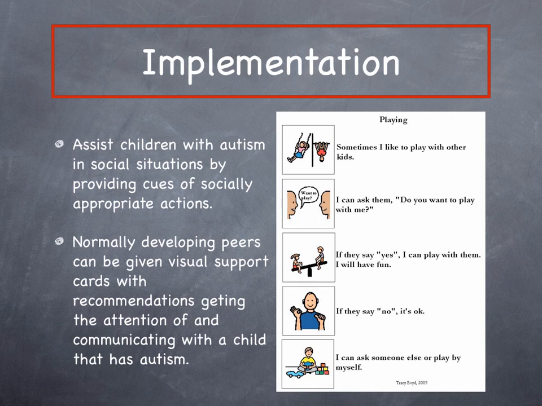Peer instruction cards can also be given to typically developing peers with recommendations for getting the attention of and communicating with their peer with autism, such as ask for a turn or play with the same toy as your friend. An important component of visual cues is that they can be implemented and used by anybody in the class, including teachers, volunteers, parents, and other peers.